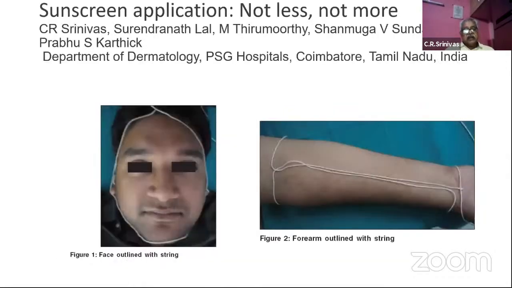Then comes the sunscreen, and the question is which sunscreen, how much sunscreen. We require 2.5 to 3 ml. So we did this study wherein we applied a string around the face of a person, then converted that string into a circle, and then using the formula pi r square, we calculated the area of the face, and then we found out how much amount of sunscreen is required. The same thing we did, the string we applied for the forearm to find out, and we found that we require about 2.75 to 3 ml for the sunscreen. So this is how we found out sunscreen application, not less, not more, and that face of the person is Dr. Karthik Prabhu, one of our students and now a very successful private practitioner and very active in IMA.